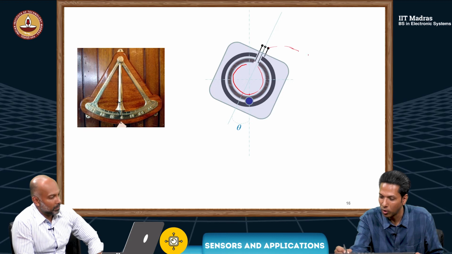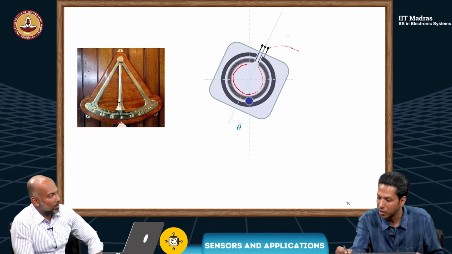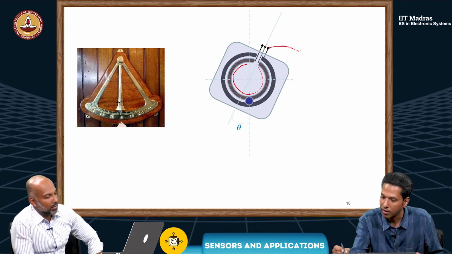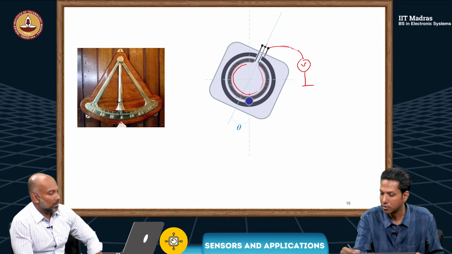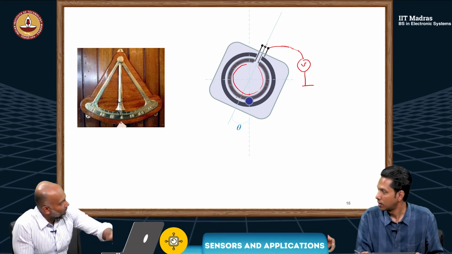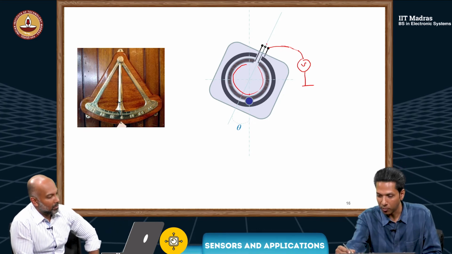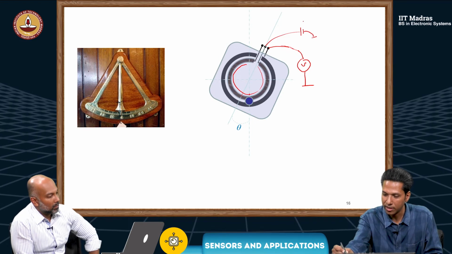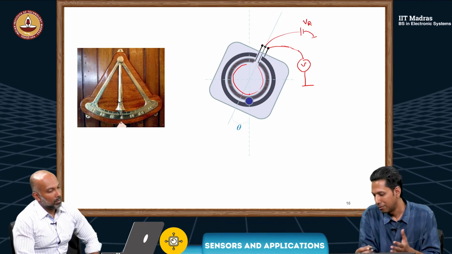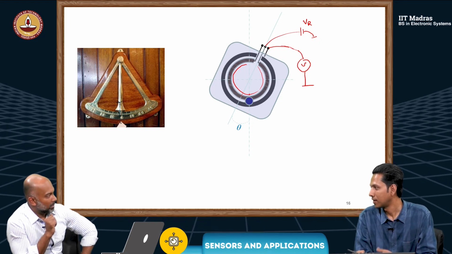So now my voltmeter will read something, because we have given plus VR on this side and minus on the other. The voltmeter will show some positive voltage with respect to the angle movement. The voltage VR that you apply, you can select in a way that it corresponds to the angle. And it can go 360 degrees.